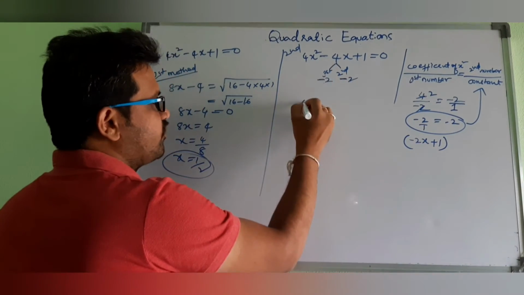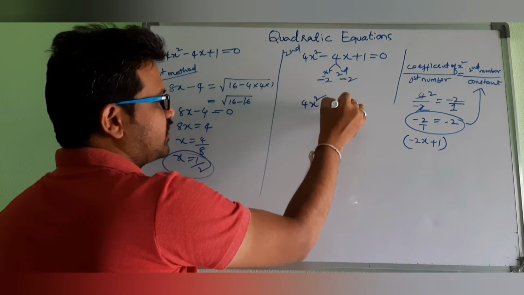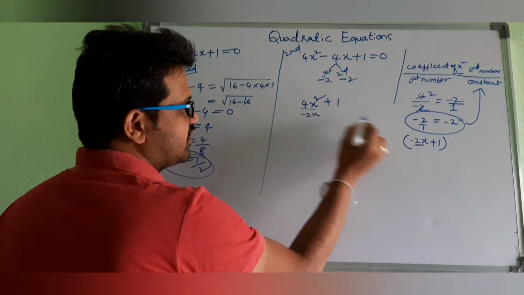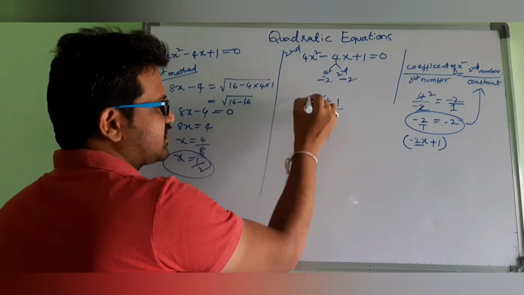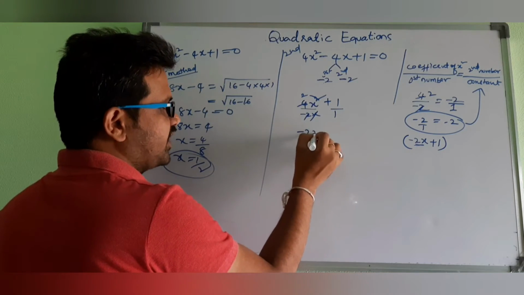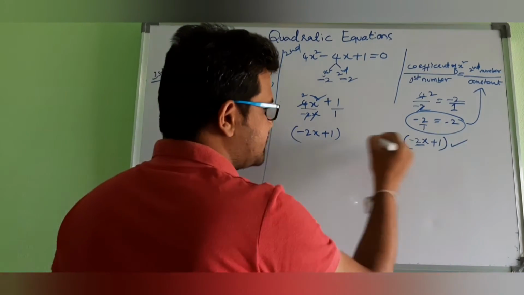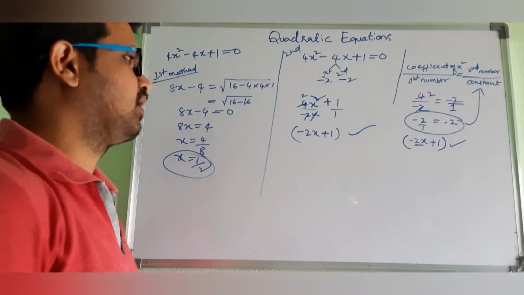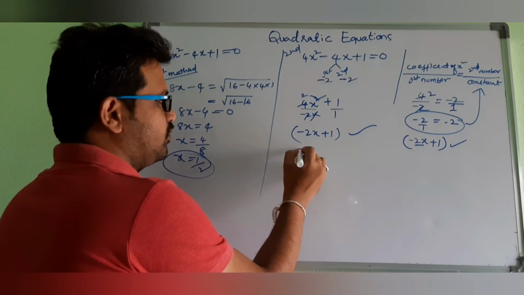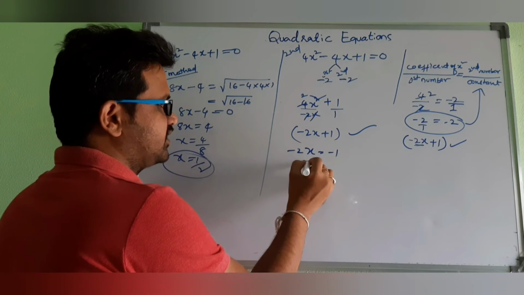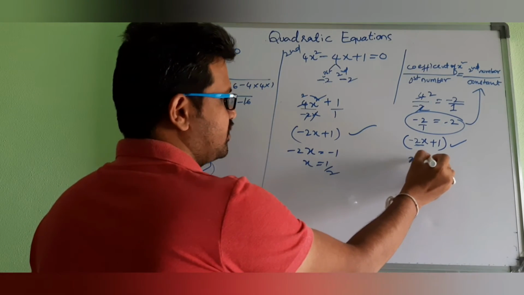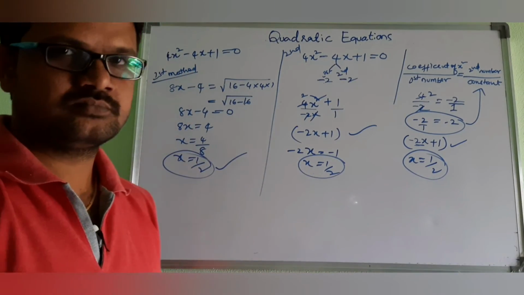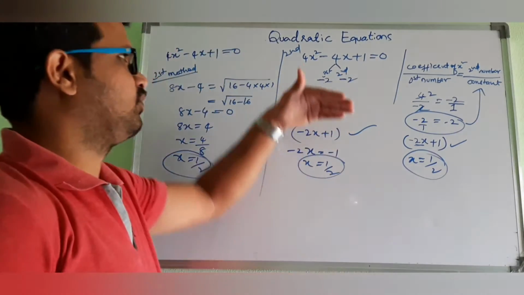So this 4x square, and the constant is plus 1, divided by the first term minus 2x and the second term plus 1. So x cancels, 2 ones are 2, 2 twos are 4, minus 2x plus 1. The second factor is also the same, minus 2x plus 1. Right. So minus 2x is equal to minus 1, x is equal to 1 by 2. Here also x is equal to 1 by 2. Same answer.